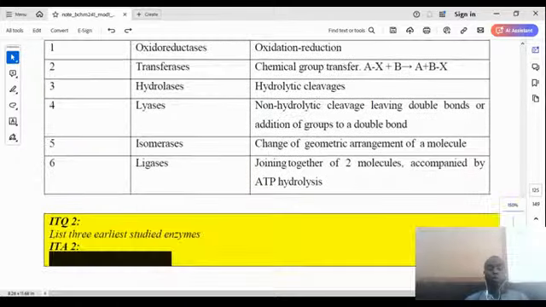So let's quickly answer this question in the chat box. List 3 well-studied enzymes. Please list 3 well-studied enzymes. You can post the answer in the chat box.